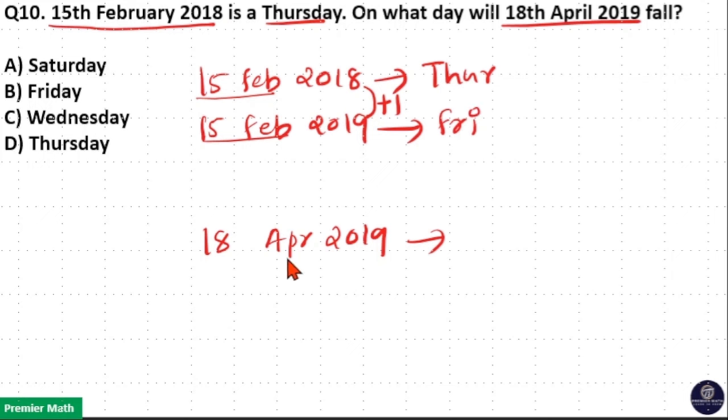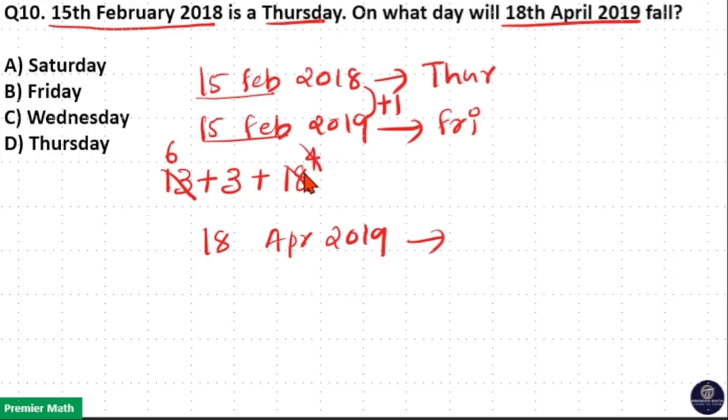Now this is 2019, this is 2019. Just take the odd days between 18 April and 15 February. In February, there are 28 days because 2019 is a non-leap year. Out of these 28 days, 15 days are already gone, remaining 13 days. After February, it is March. March, 31 days means 3 odd days. After March, it is April. April is only up to 18 days. So, 18 days. Now, in 13 days, there are 6 odd days. In 18 days, there are 4 odd days.